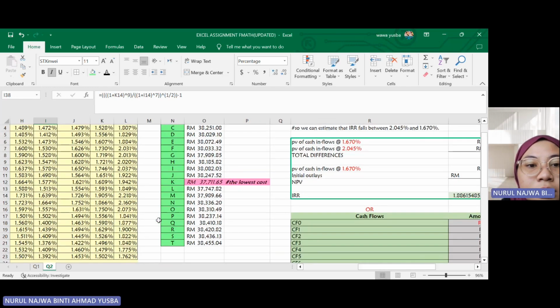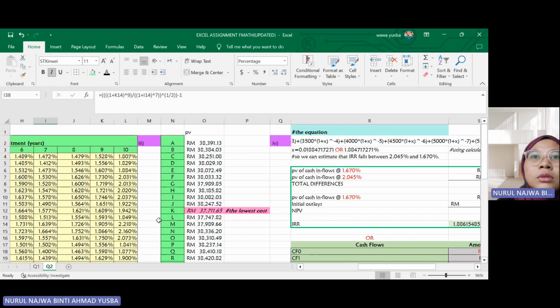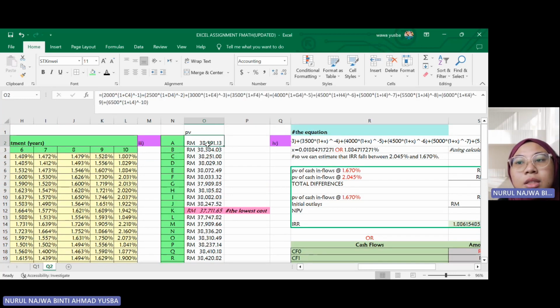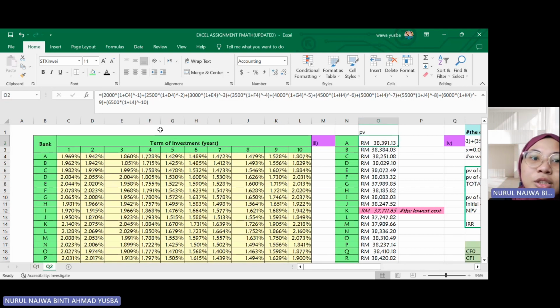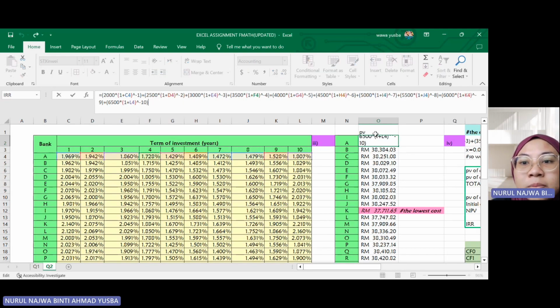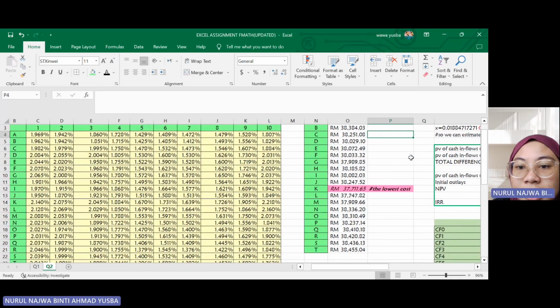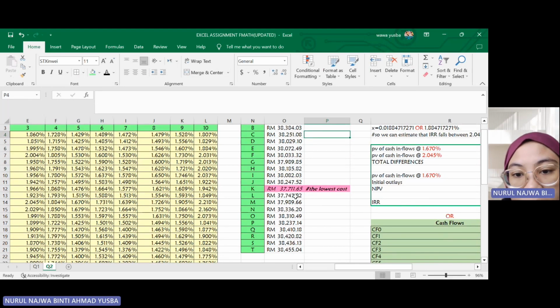And then for the third question, identify the lowest cost. I just calculate using this equation. The cash inflows are 2,000, 2,500, 3,000, 2,500 is the cash flow, because the question says that the cash flow increases 500 each year. Then I'm not using the annuity formula because the interest is different each year. So I just calculate one by one, and then I got the lowest one, 37,711.65, which is bank K.